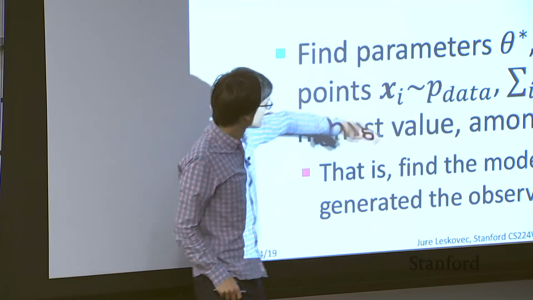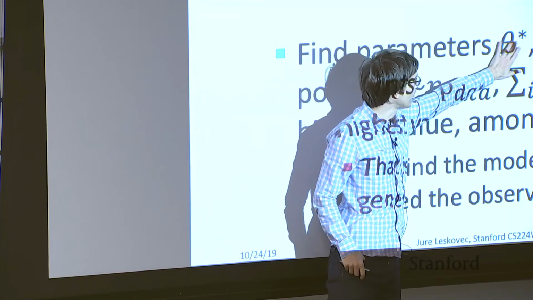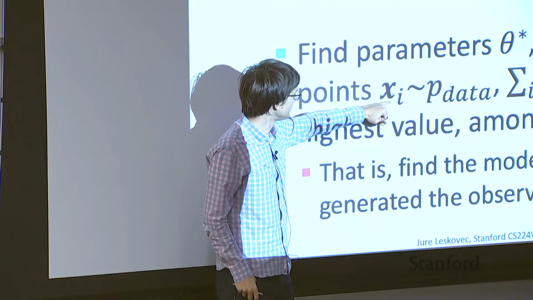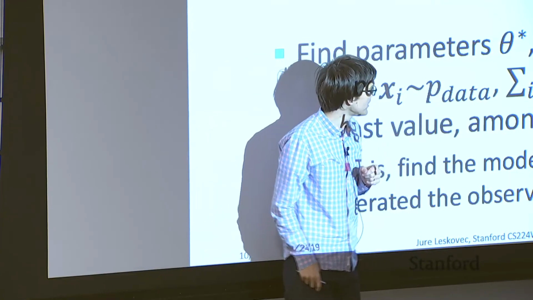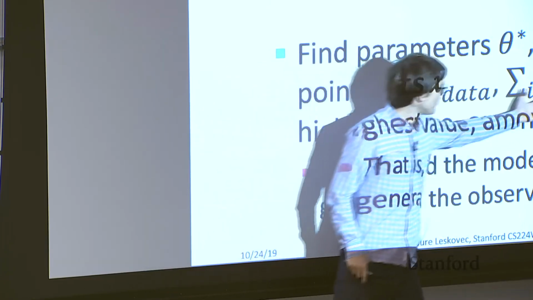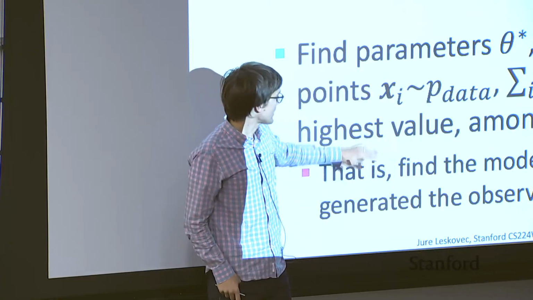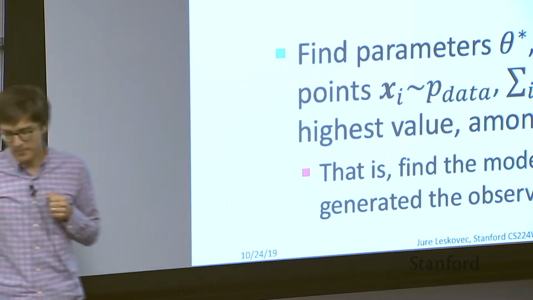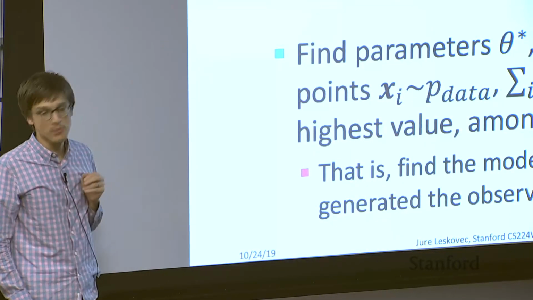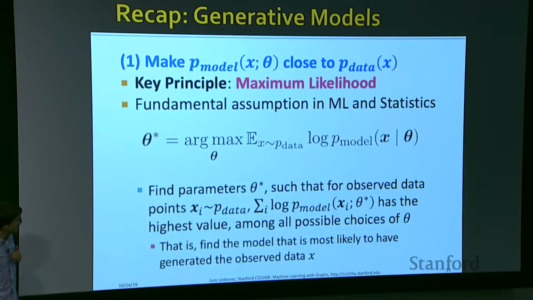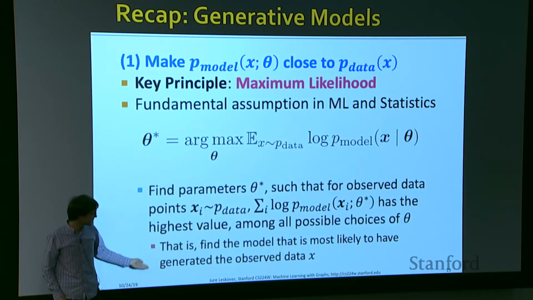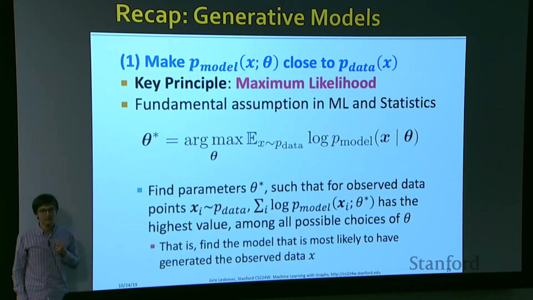So our goal is to find parameters, we'll call them theta star, such that the observed data points that come from the P data distribution, the sum of their log probabilities, has the highest possible value among all possible choices of my parameters. And this is what is called maximum likelihood. What does this mean? This means let's find the model that is most likely to have generated the observed data.